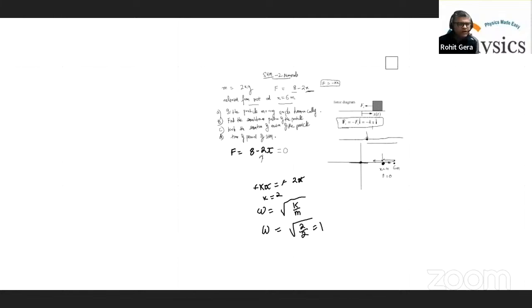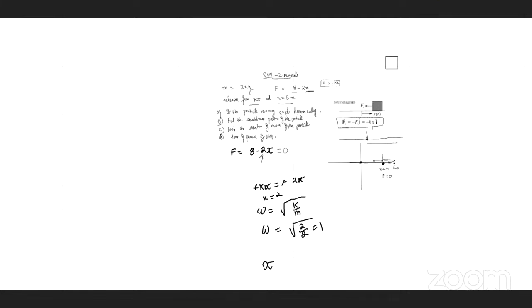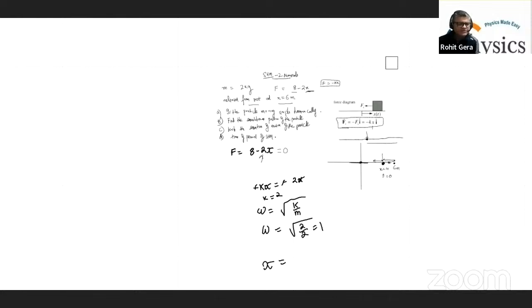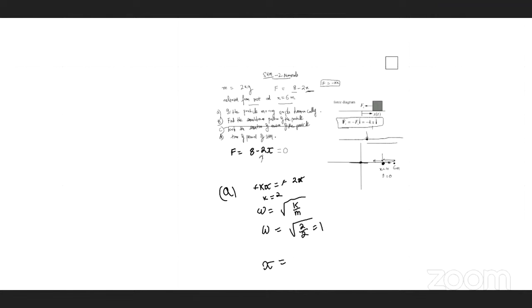You are now doing part A. Is the particle SHM? Yes, it is. Part B: find the equilibrium position. I think x equal to 4 is the equilibrium position. X equal to 4.